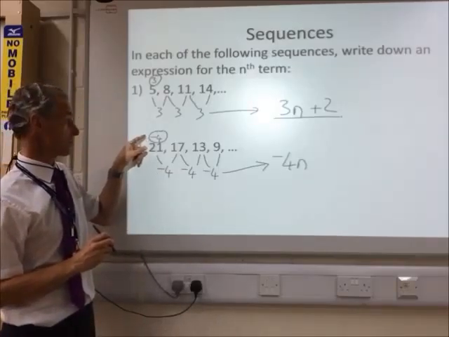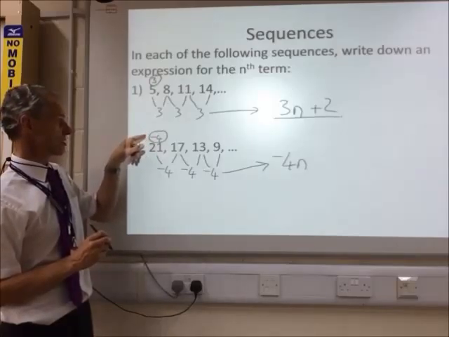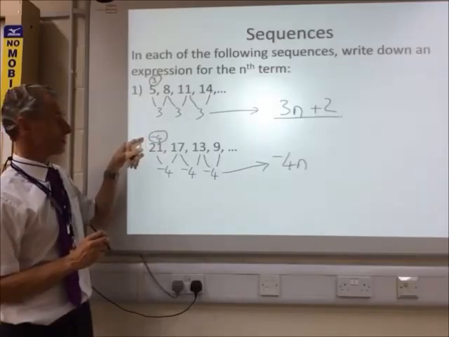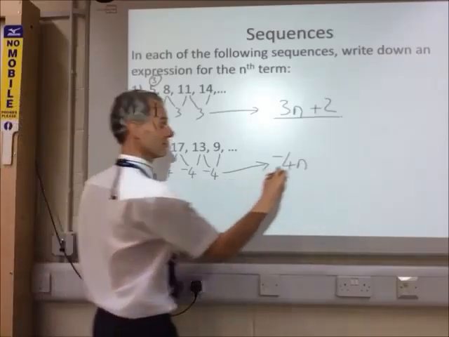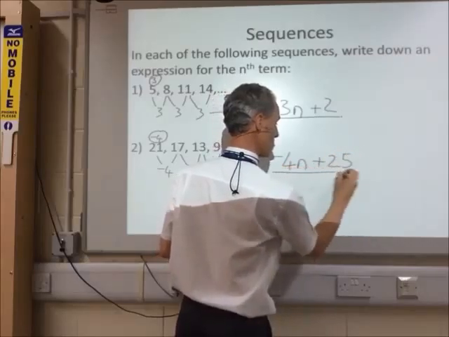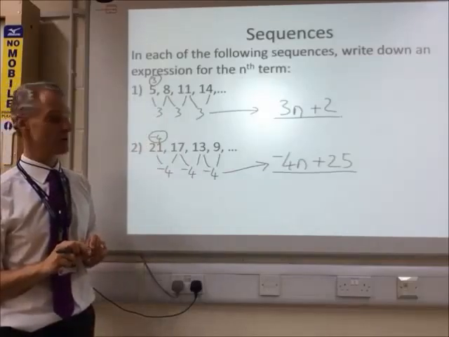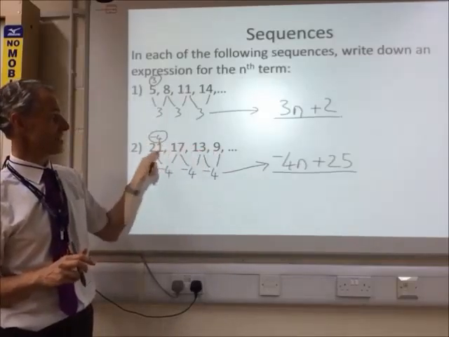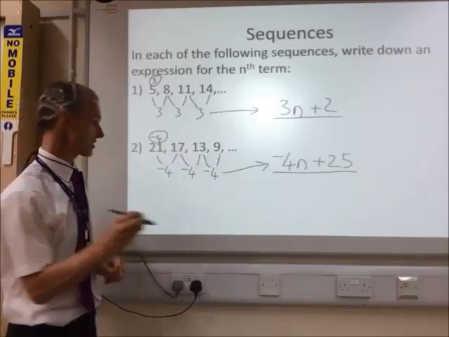But it's not minus 4, it's 21. So I need to adjust it to go from minus 4 to 21. So to do that, I know I've got to add on 25. So on my nth term, I've got to put that on there. So my nth term is now minus 4n plus 25. And again, I could test that on here to see if it works for the other terms as well. Okay, let's look at some more.